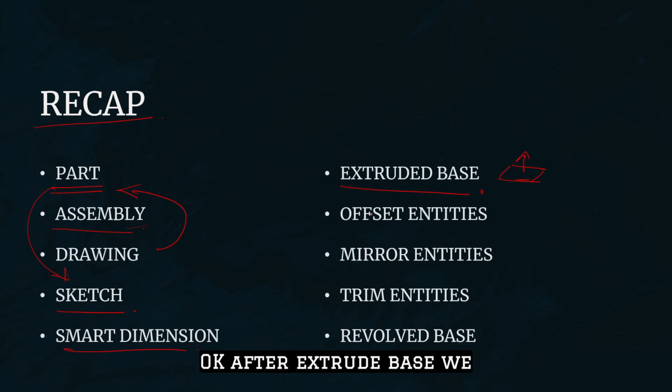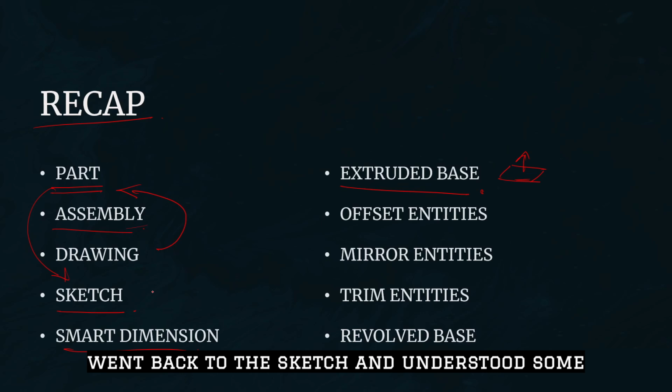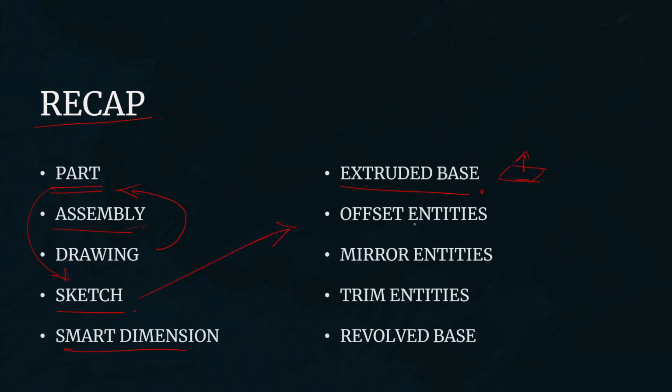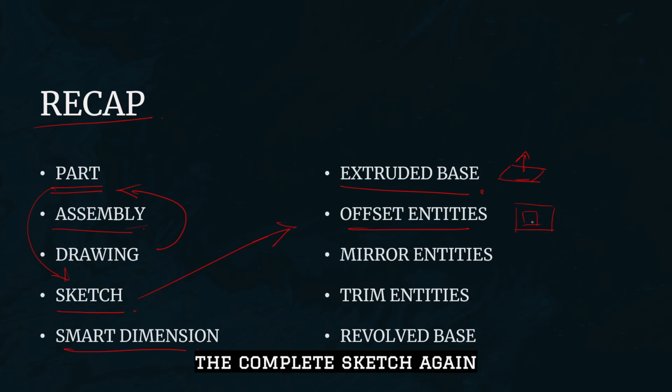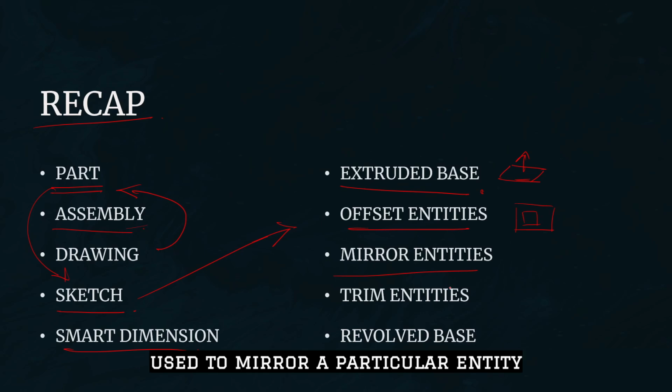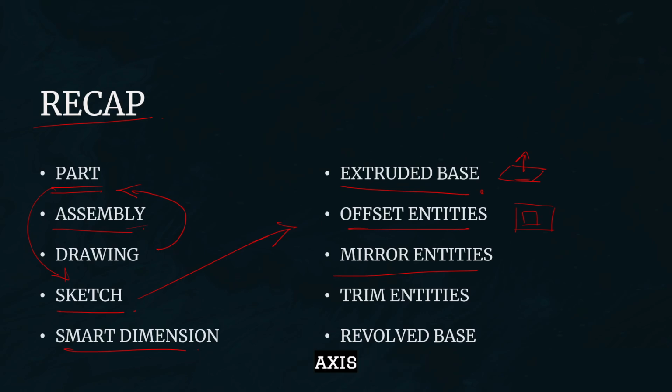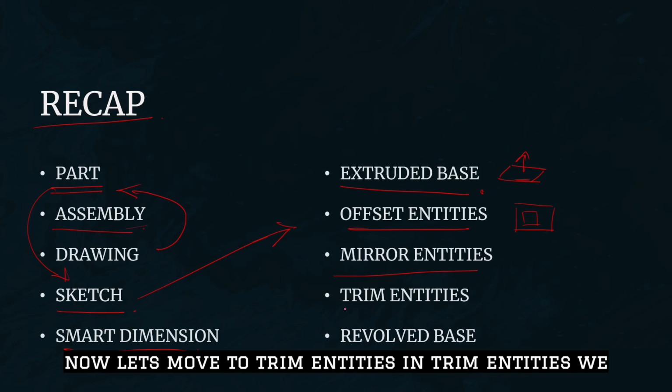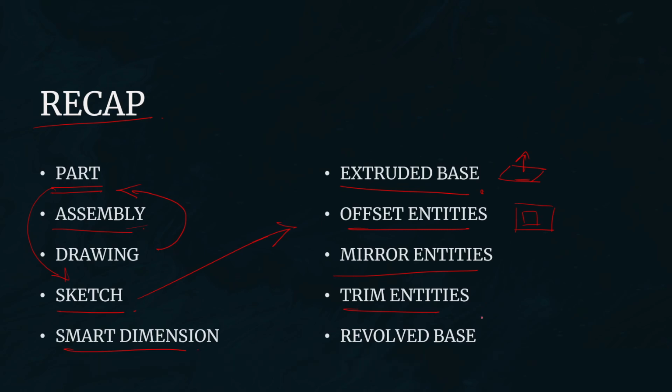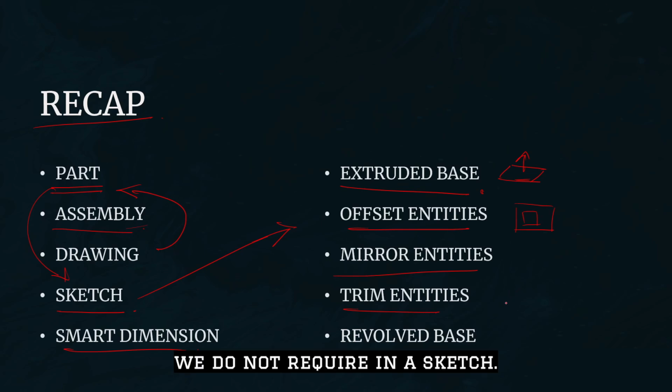We also learned about different types of extrude base, for example, mid plane. After extrude base, we went back to the sketch and understood some features of sketch like offset entities. It is used to make a border in or out of a sketch without making the complete sketch again. And the mirror entity is used to mirror a particular entity around a reference point or a reference axis. Next, we moved to trim entities, where we can trim out the part which we do not require in a sketch.